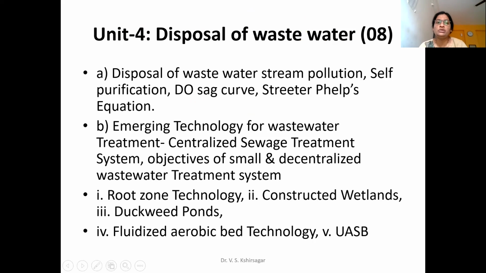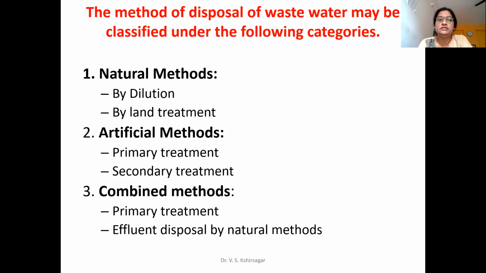So first of all, write down the title of this chapter. Unit number 4, disposal of wastewater. Write it down, please. Have you written the title? Unit number 4, disposal of wastewater. Under that, the methods of disposal of wastewater, you can simply note these three types: natural method, artificial method, and combined method. Quickly.